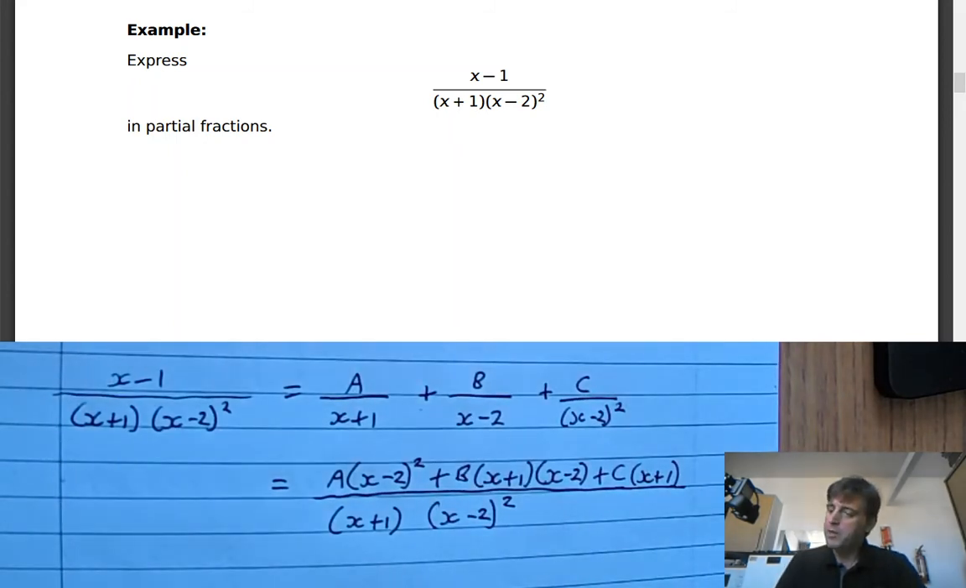Now, do you remember what comes next? We need to compare the numerators. So the x - 1 here has got to be the same as this expression here in the numerator for all values of x. And do you remember in the previous video we're using a substitution method to do that?